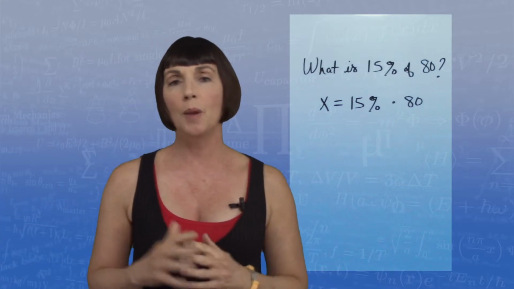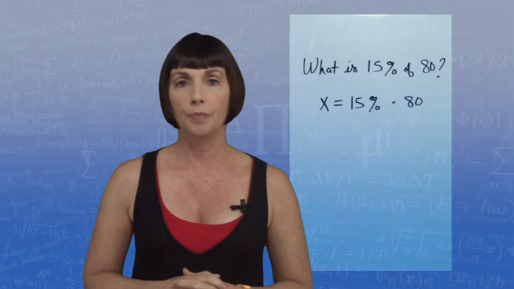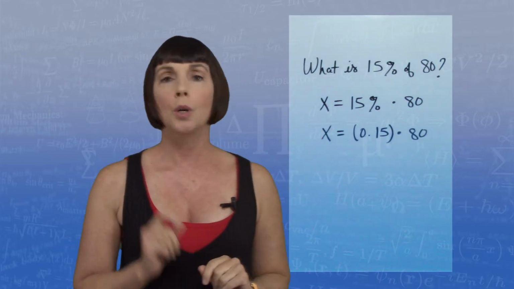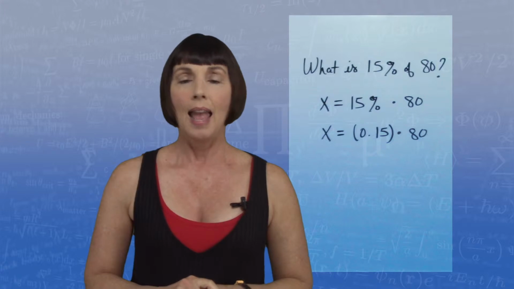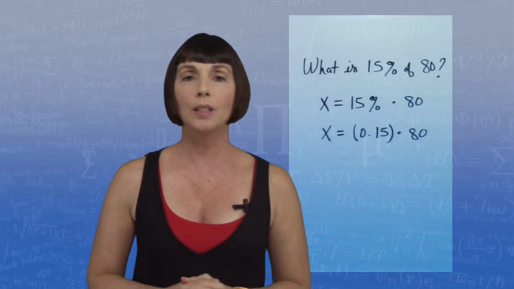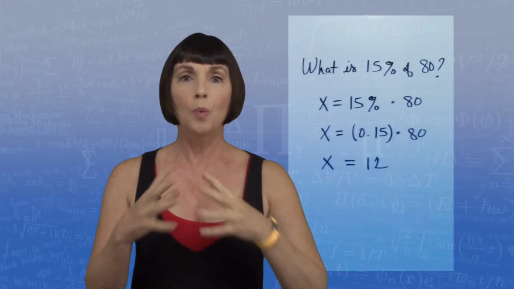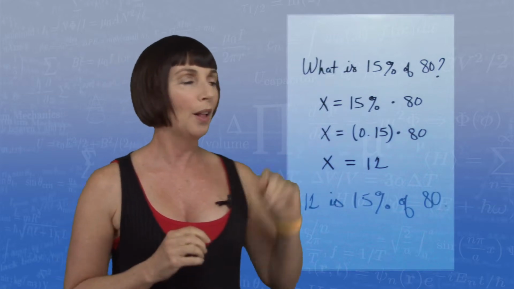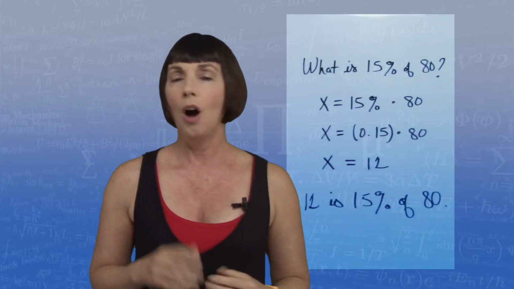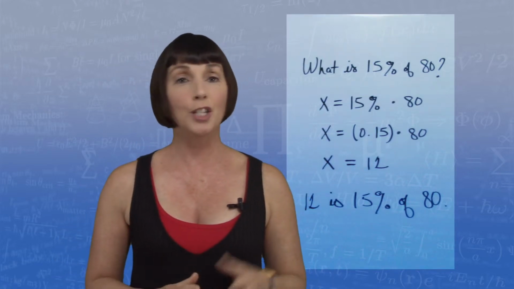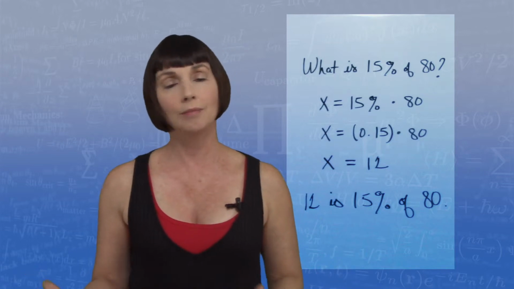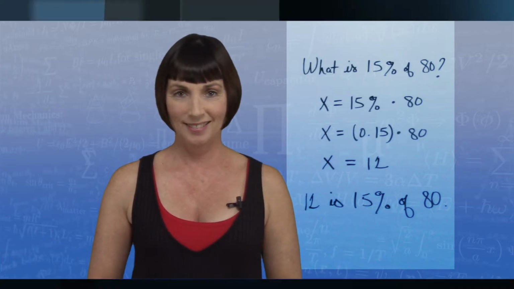I'm going to change my 15% into a decimal. So I get x equals 0.15 times 80. And when you calculate that out, you get 12. So what we've learned here is that 12 is 15% of 80. All you have to do is change it from a sentence to an equation and calculate the answer.